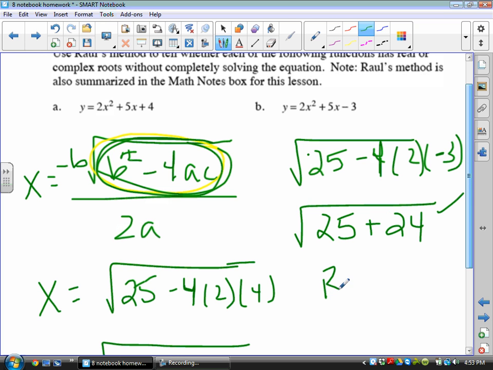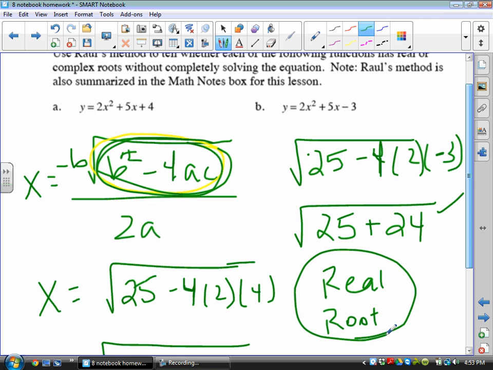So that is a real root, or real solutions, real x-intercepts, real zeros. All those mean the same thing. Okay, so if I just find the discriminant, which is just the square root part of the quadratic formula, and if it's a positive number inside, that means I will have a real solution, not an imaginary solution.